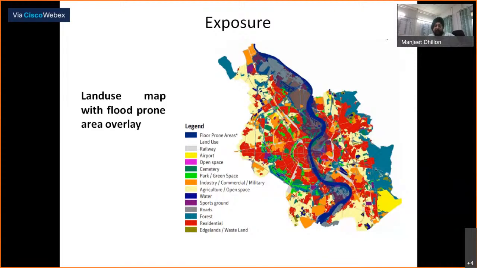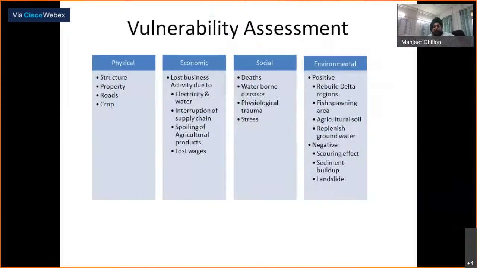Basically, the step of exposure, and where is the exposure. So that is important to see, to have a vulnerability assessment. That vulnerability assessment consists of physical and non-physical, that means economic, social, and environment, and the various physical structures. Economic would be lost business activities and things like that. And social, of course, deaths, waterborne diseases, and so on. And environmental, there could be positive influence, in that sometimes delta regions are rebuilt, and we get fish farming areas, agricultural soil, replenished groundwater. And then sometimes negative also, especially where there is human intervention, the flood causes negative effects of scouring, sediment buildup, landslides, and so on. So environmentally, it's both positive as well as negative.